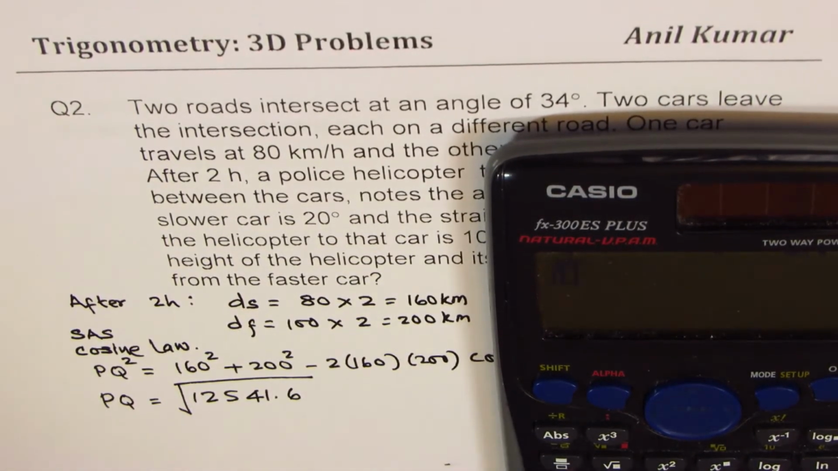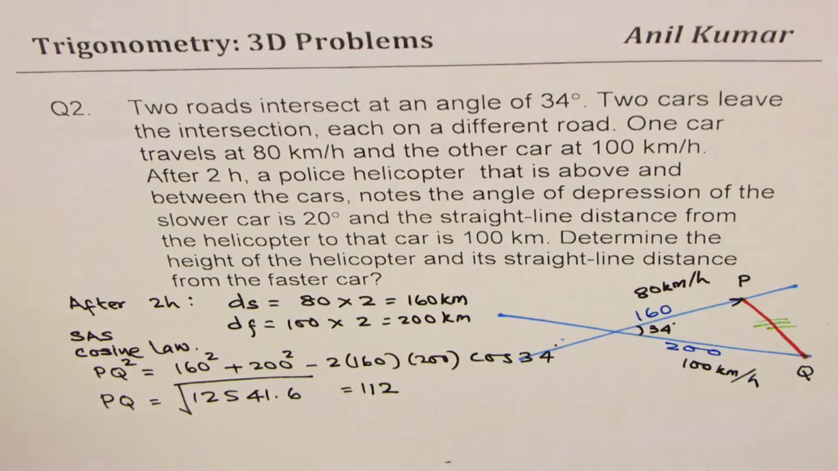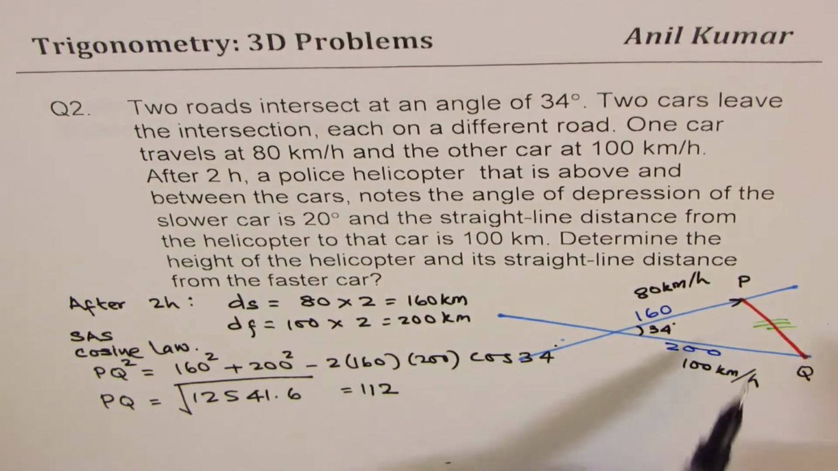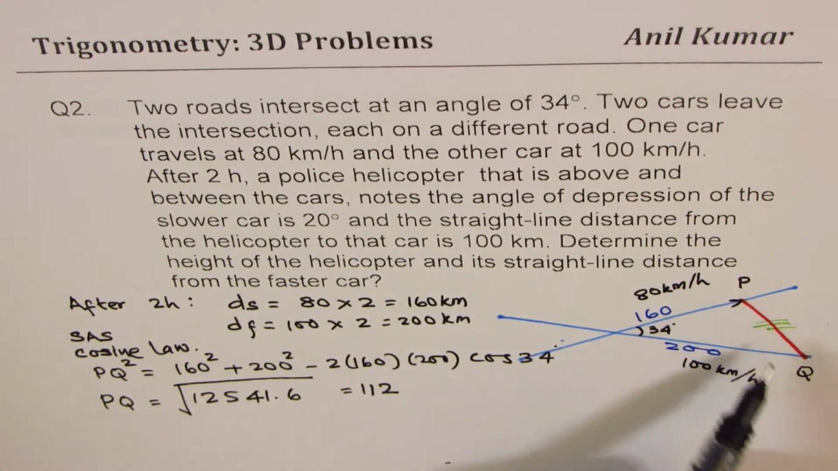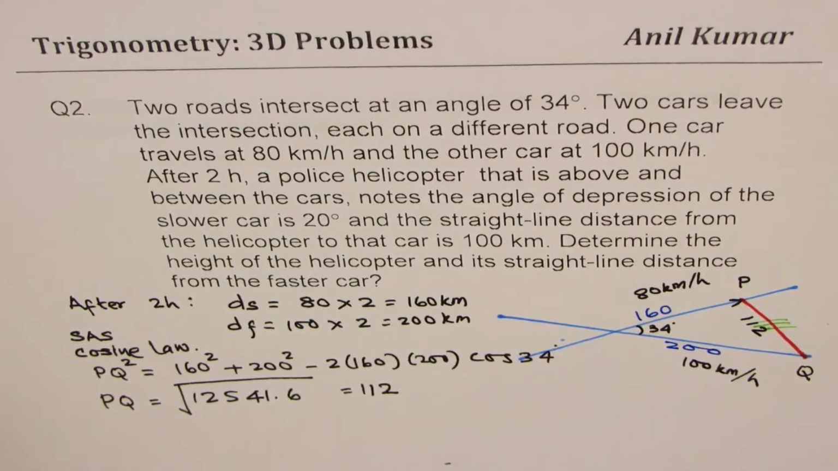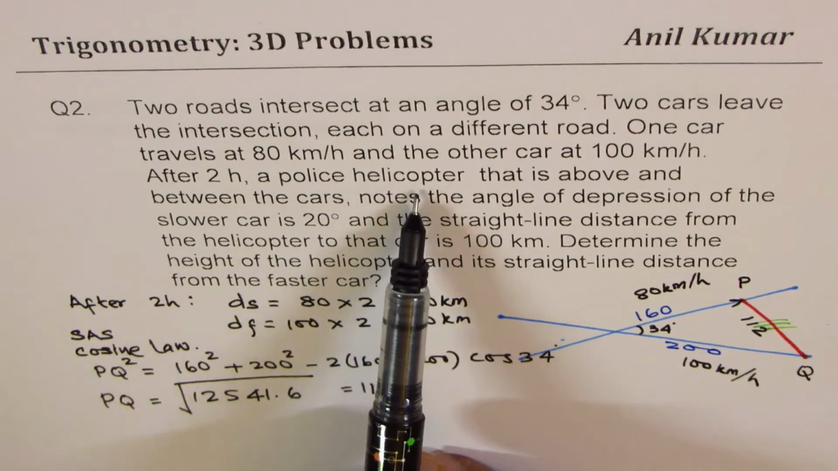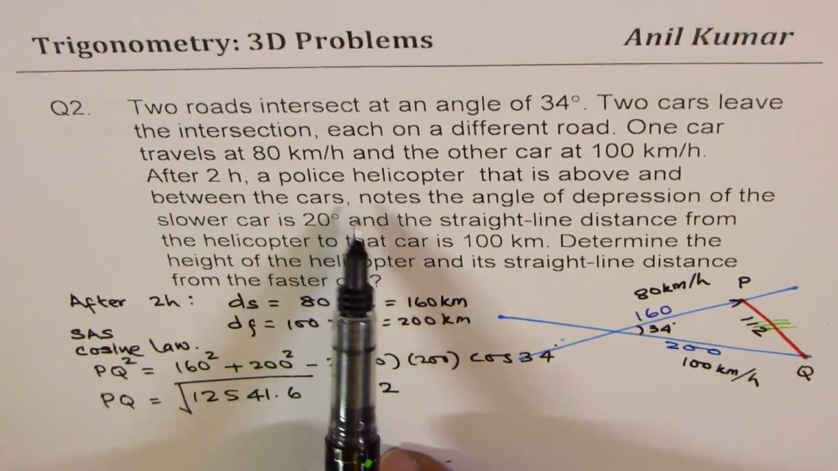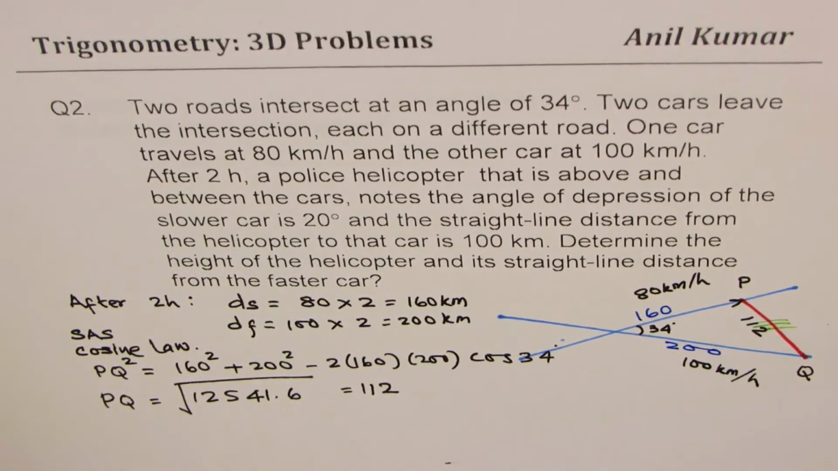So PQ will be square root of this. So we'll do square root of our answer, which is equal to, we can round this to 112, right? 111.9, round it to 112. So this distance is 112. The horizontal distance between P and Q. Let me write this as 112 here. Is it okay? Now, let's look into the helicopter part. It says, a police helicopter that is above and between the cars notes the angle of depression of the slower car 20 degrees. So let me make this triangle now. You understand the concept.